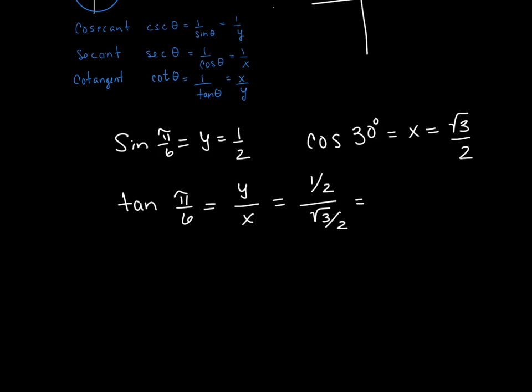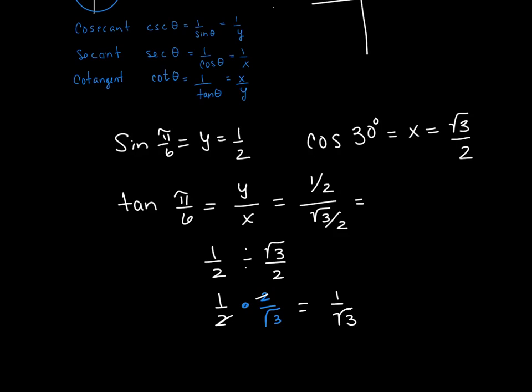Now, when you're dealing with complex fractions, this is really just saying 1/2 divided by the square root of 3 over 2, which turns into 1/2 times 2 over the square root of 3. The 1/2s cancel, and you are left with 1 over the square root of 3.